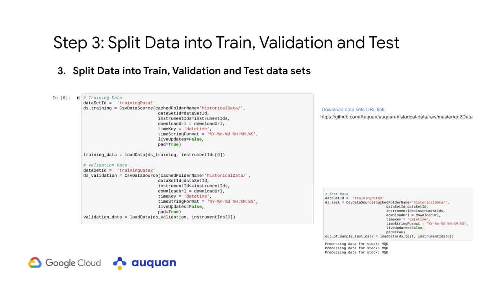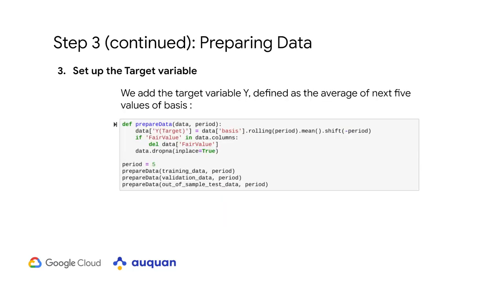This snippet of code that you see on the screen enables us to download 3 data sets, one each for train, validation, and test. In this step, we are going to define the target variable. If you remember, we downloaded data that was in 1-minute increments.